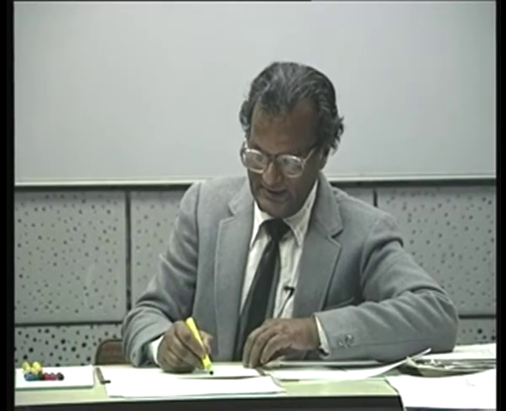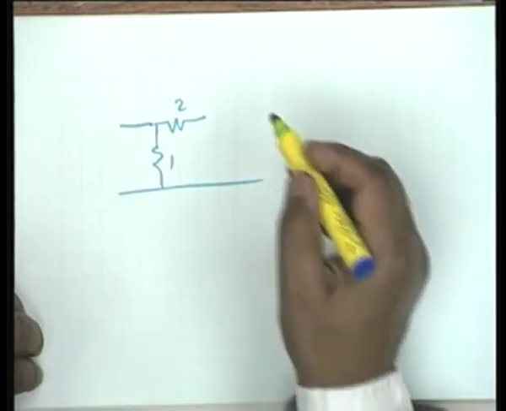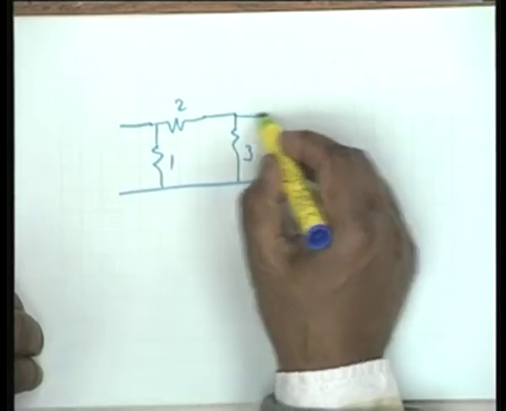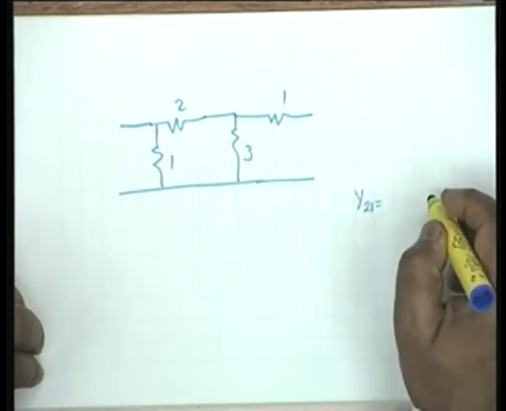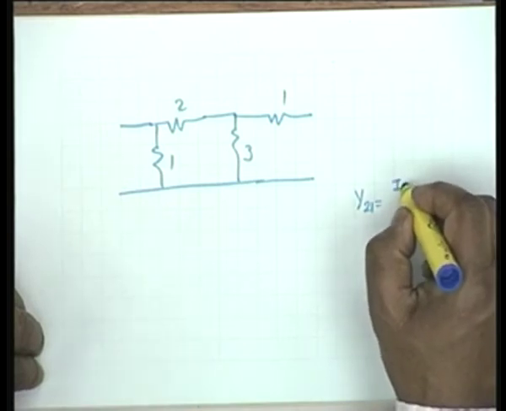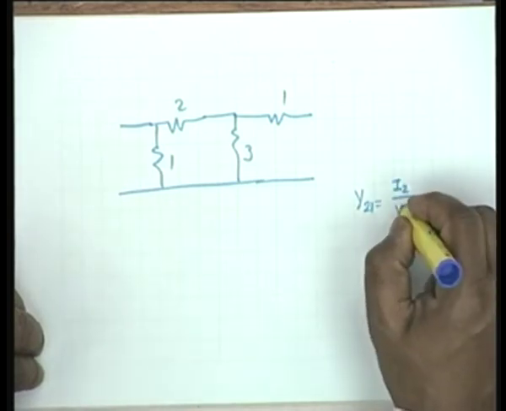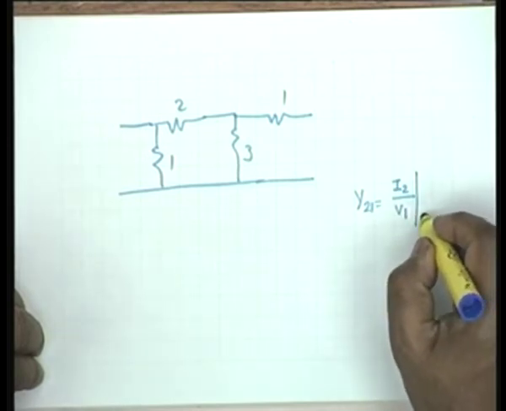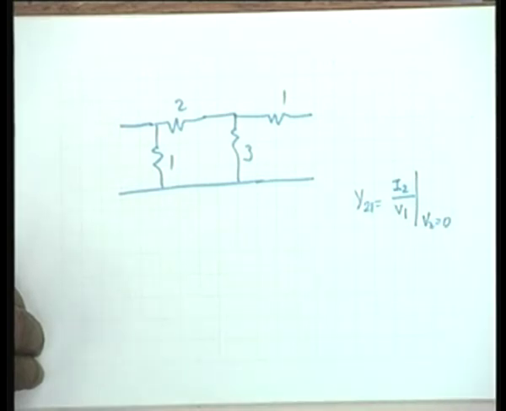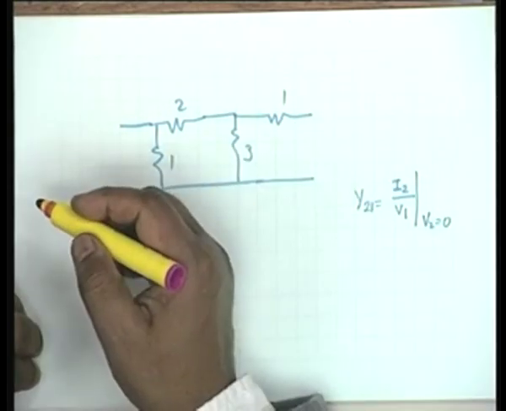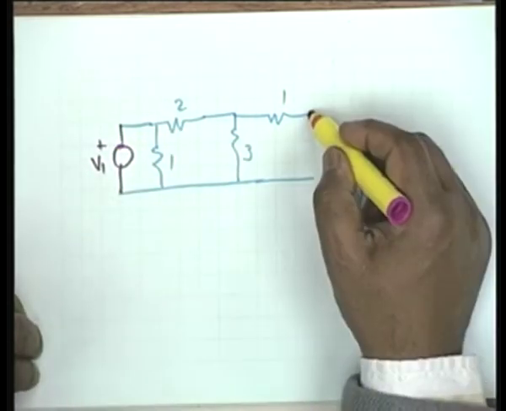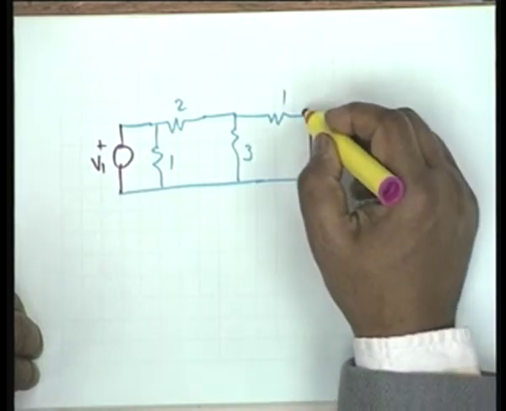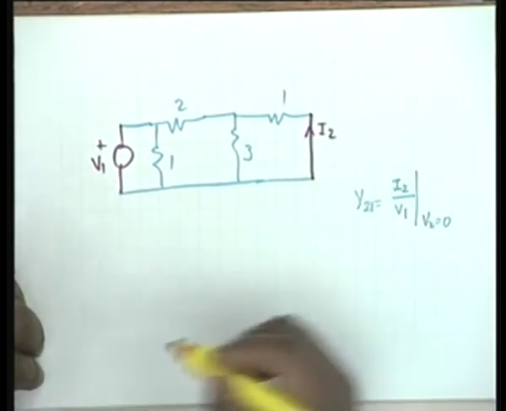Once again my circuit is this: 1, 2, then 3 and 1. Let's calculate Y21. Y21 by definition is I2 divided by V1 with V2 equal to 0. So I connect a V1 here and V2 equal to 0, so I connect a short circuit here, and this is the current I2.